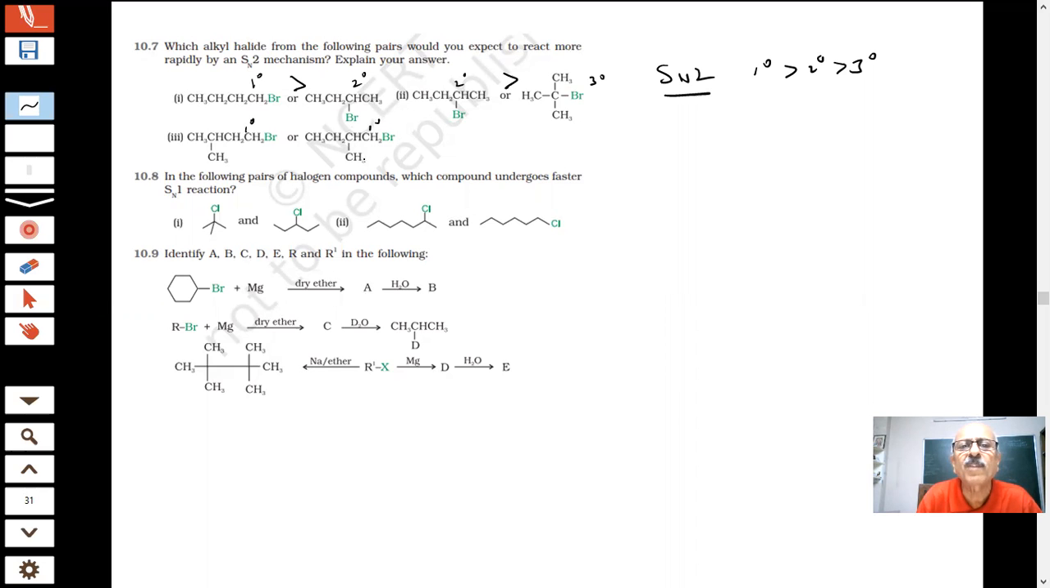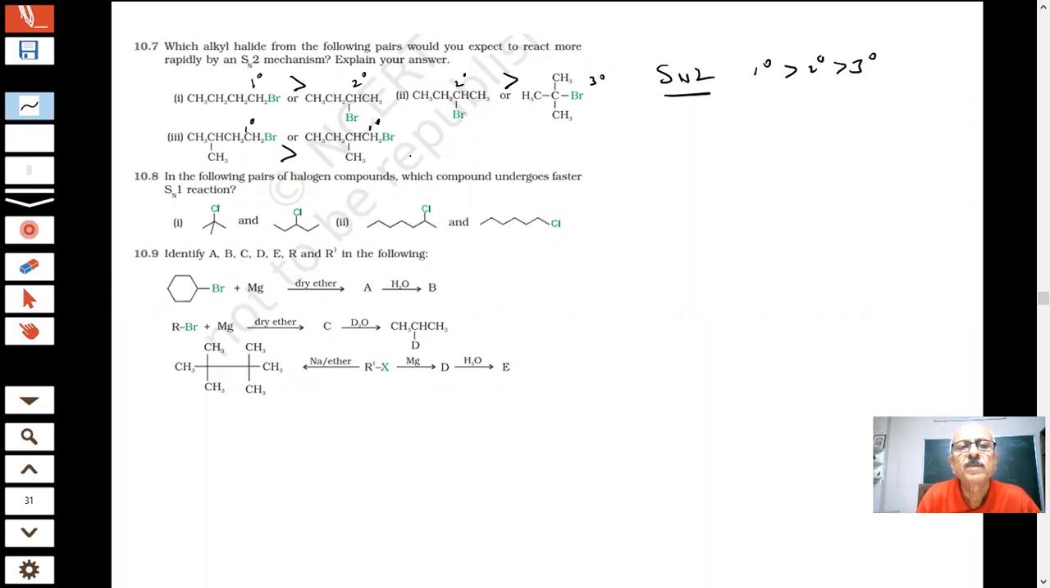But where is the crowding more? This or here? Which is faster? Here the CH3 group is nearer to this. Here the CH3 group is away from this. So where will the crowding be more? In this case, because this CH3 is coming closer to this. This CH3 is far away from this. So what will happen? This will be faster than this.